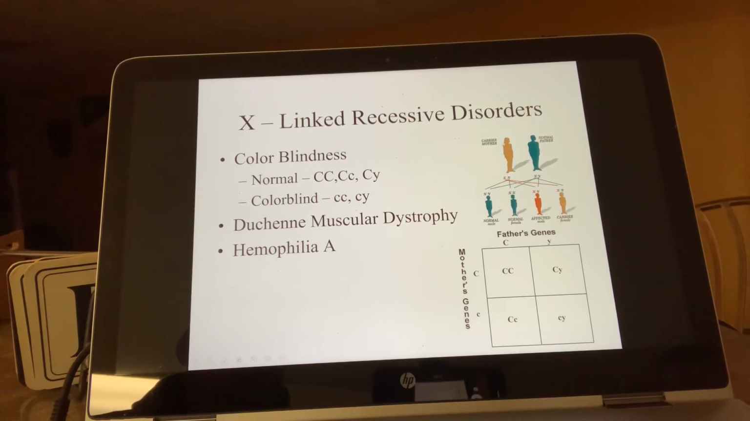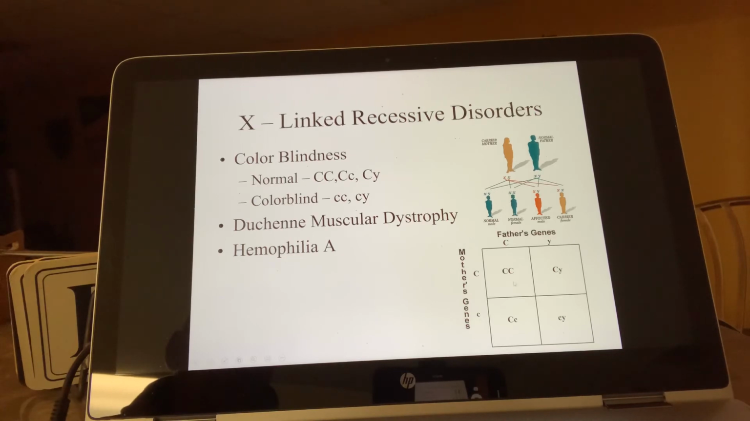Here you have a mother who is a carrier. What does that mean? That means she has these alleles on her sex chromosome. She is big C, little c. And the father is normal, which means he is big C, Y. So here's the mother with big C, little c, and here's the father, who is normal with big C, Y. So neither of the parents are colorblind. The mother is a carrier, but she is not colorblind.